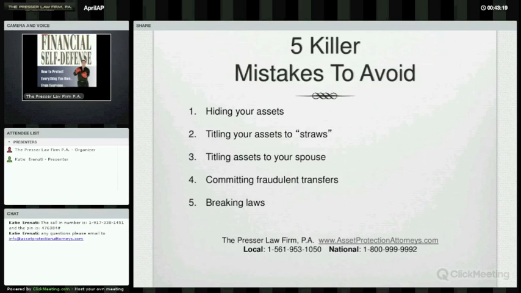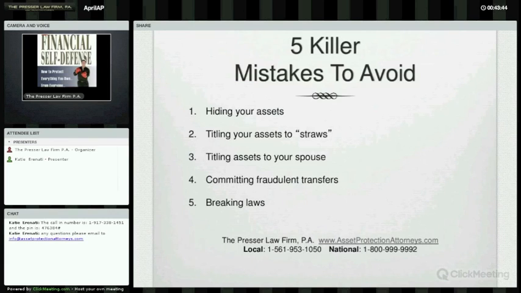Same thing with titling your assets to your spouse. We see this mostly with our doctor, physician, and surgeon clients. Oh, everything's in my wife's name, Mr. Presser, so I'm okay. That does not work. Nobody's immune from a lawsuit. Nobody gets up in the morning and expects to be sued. Your wife can just as easily get in a car accident taking the kids to soccer practice. There could be a divorce. You don't want to just go shove everything in your spouse's name.